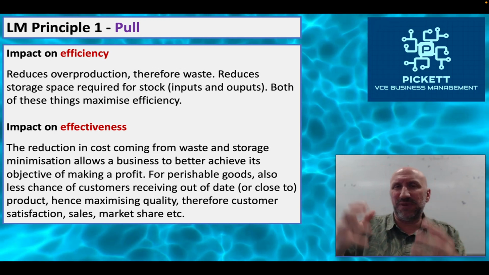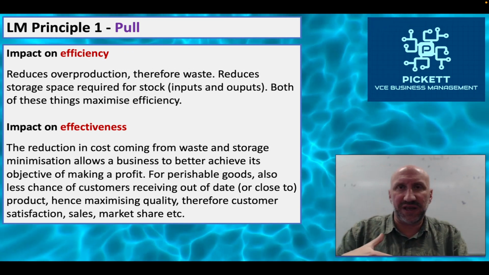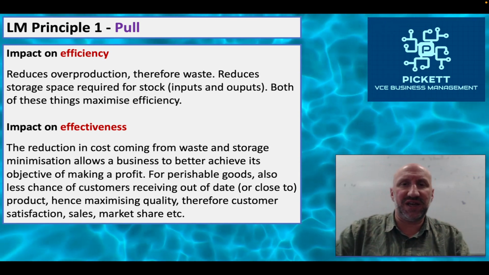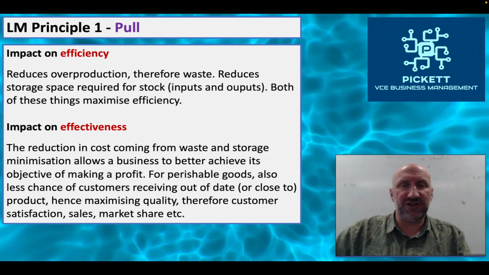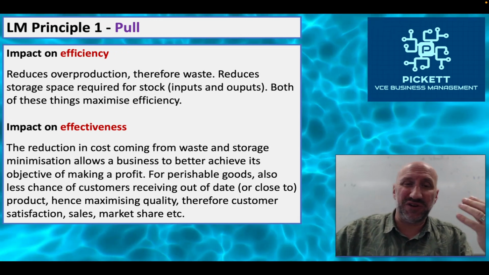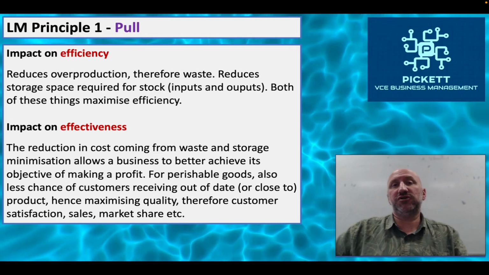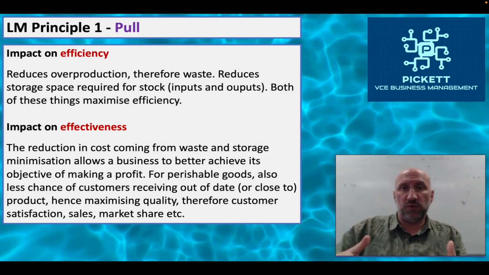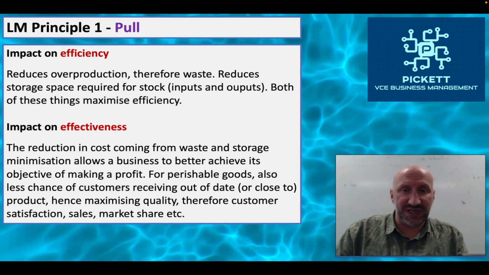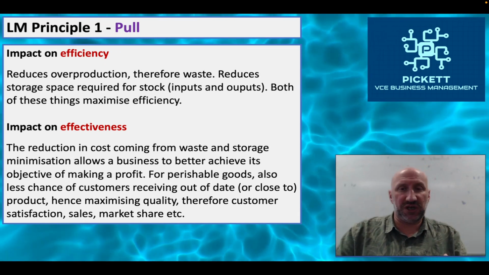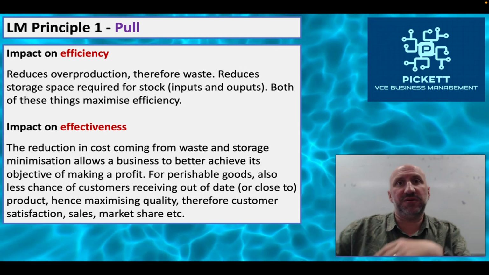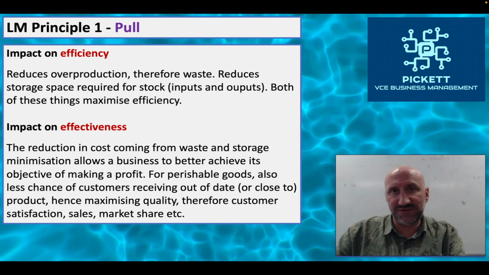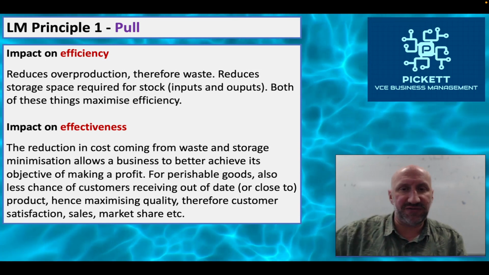But the reality these days, big businesses are doing all of this stuff, okay? And it's all very, very interconnected. Both of those things maximize efficiency. Impact and effectiveness: if you're reducing costs coming from waste production and storage minimization and all of that sort of stuff, you're reducing costs, that basically leads to a direct increase in profit, which is one of our objectives, which means we're increasing our effectiveness.